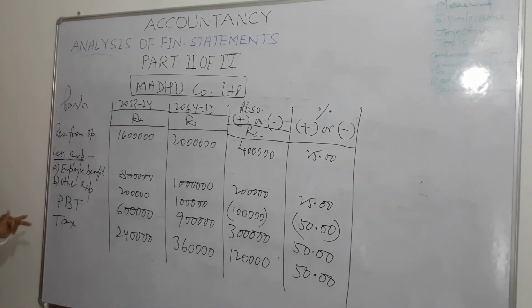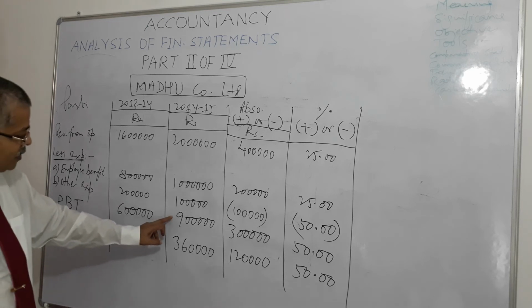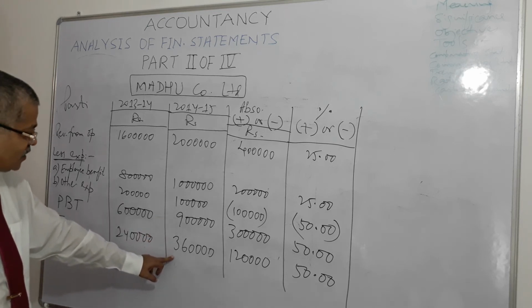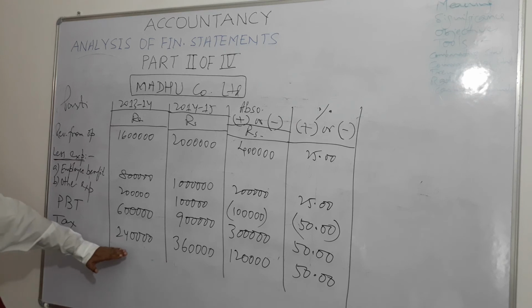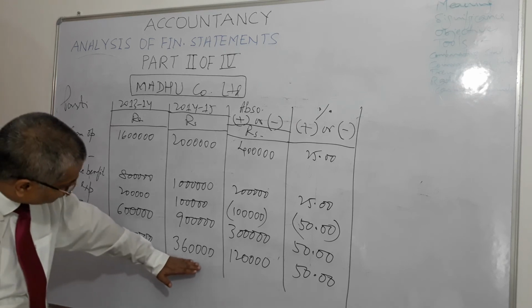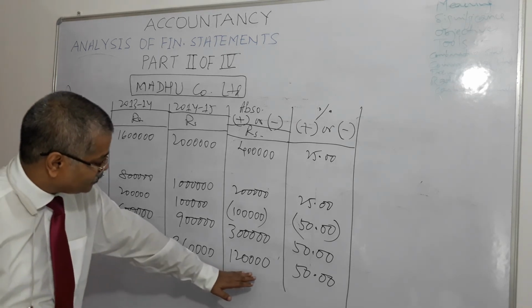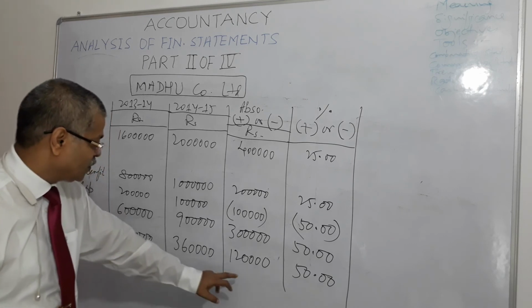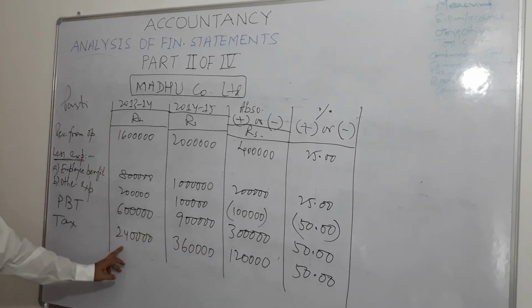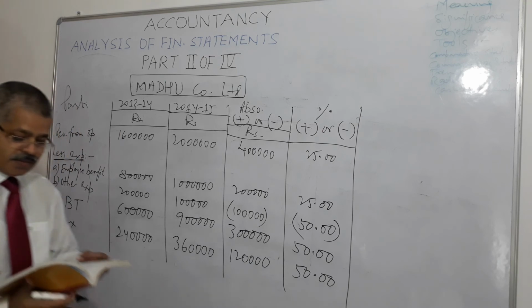Then what is the tax? Tax is at 40%. So 40% of 6 lakhs, 2,40,000. 40% of 9 lakhs, 3,60,000. So tax has increased from 2,40,000 to 3,60,000, means it has absolute increase 120,000. So 120,000 as a percentage of 240,000, 50%, right?